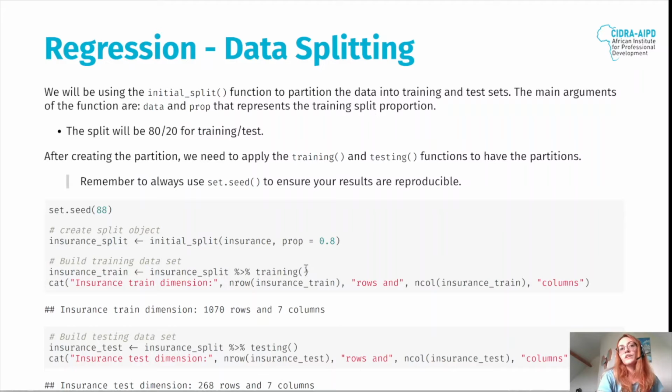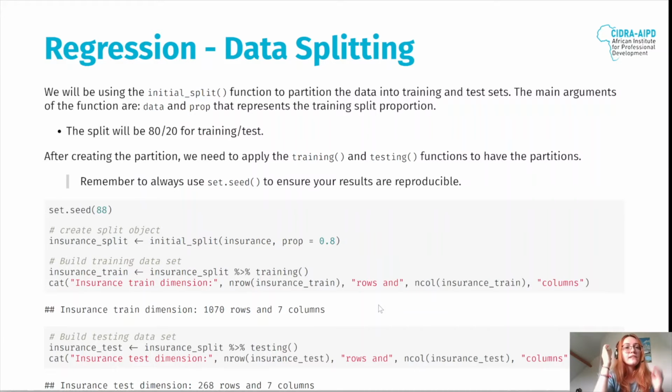So always apply the training function to the split, and we can see here the dimensions. I'm printing that information. I have 1,000 rows and 7 columns, so the columns should be the same. The only thing we split is the observations, the number of rows, not the columns.